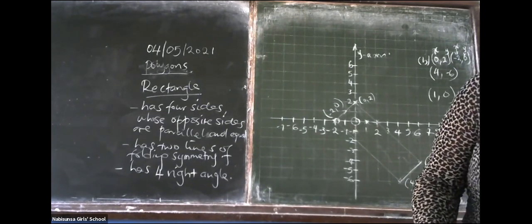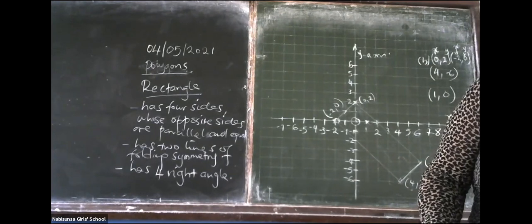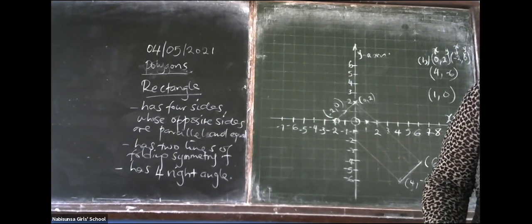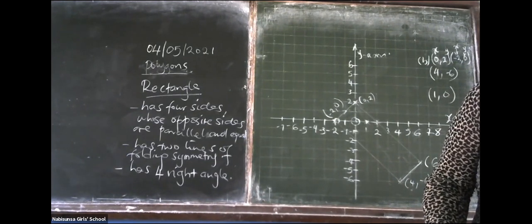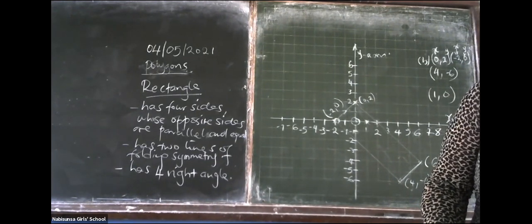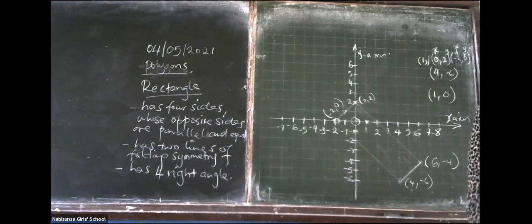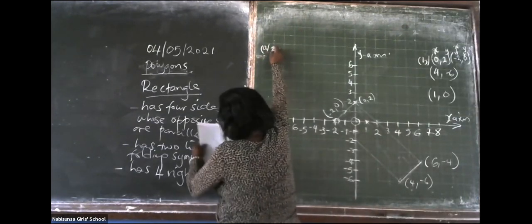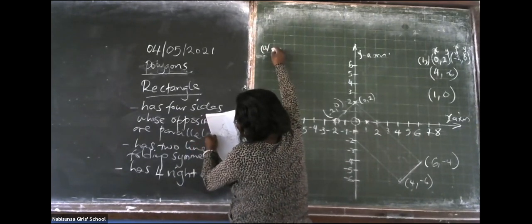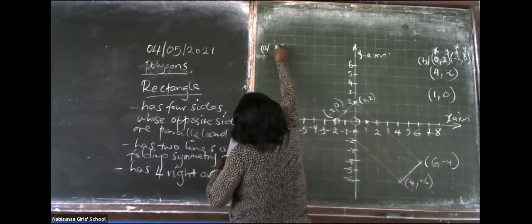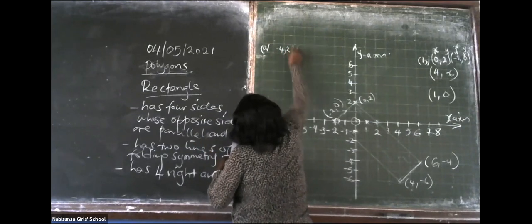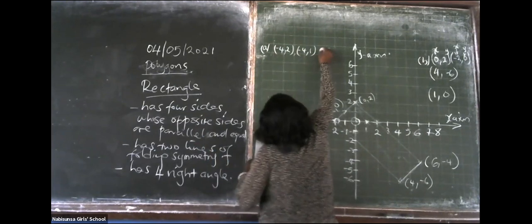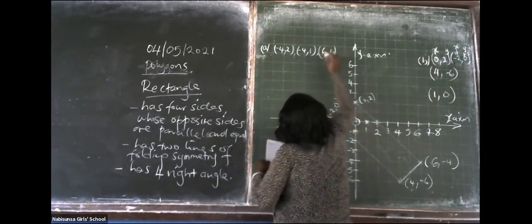Part A? What are the coordinates? What are the corner points of part A? Part A, corner points: -4, 2; -4, 1; 6, 1.